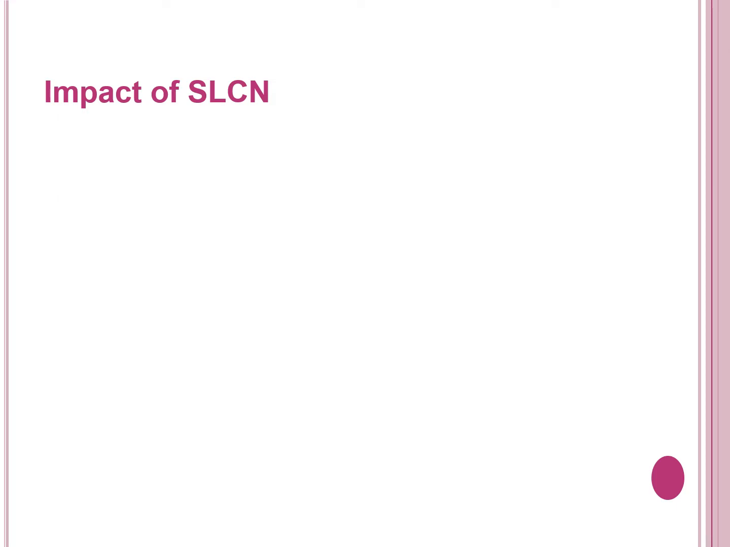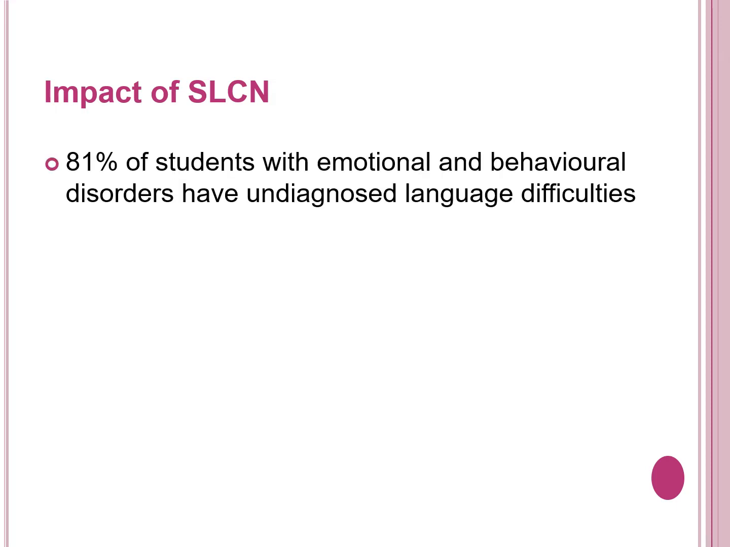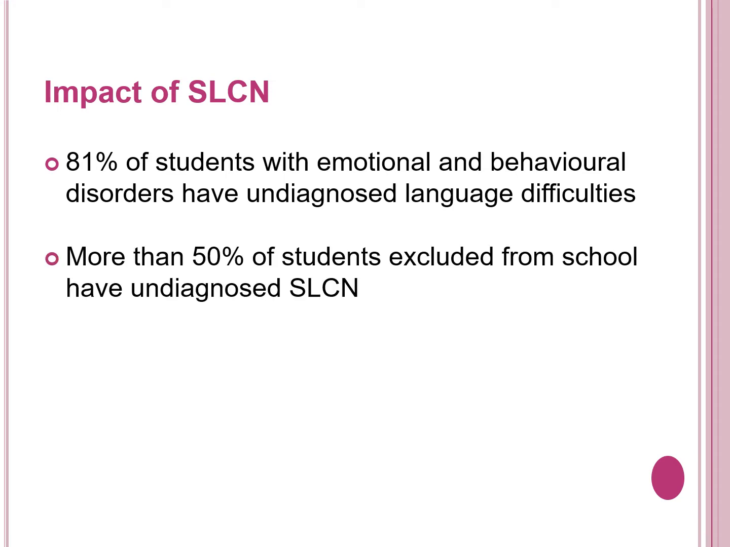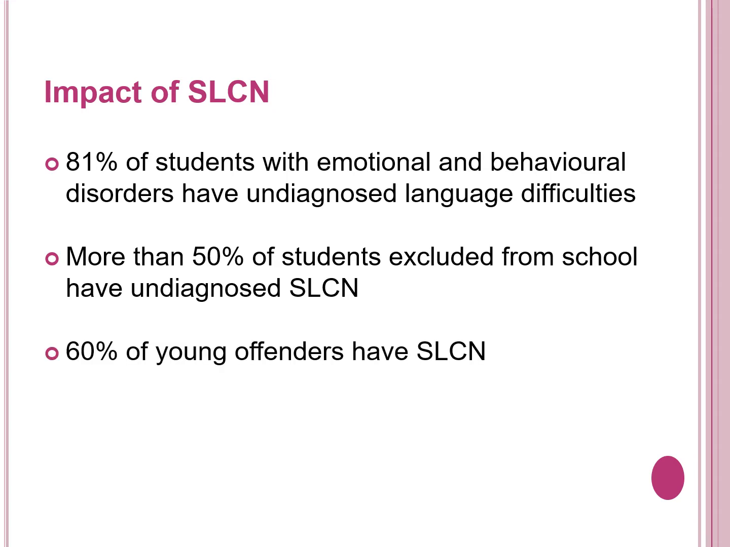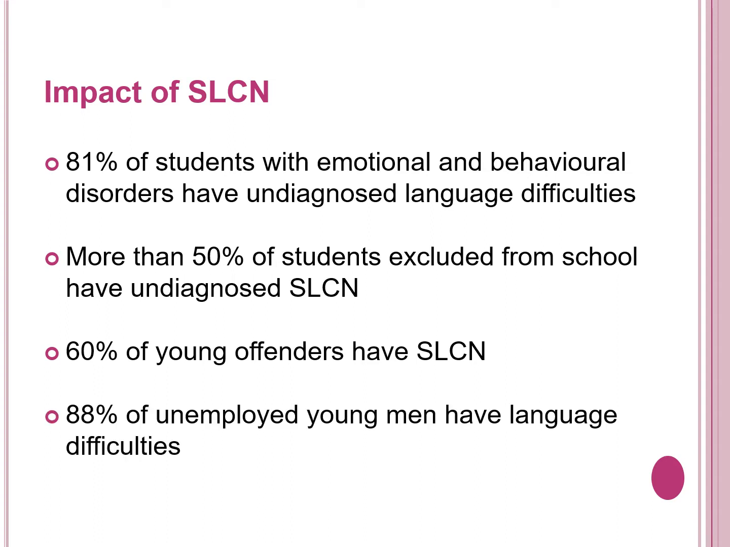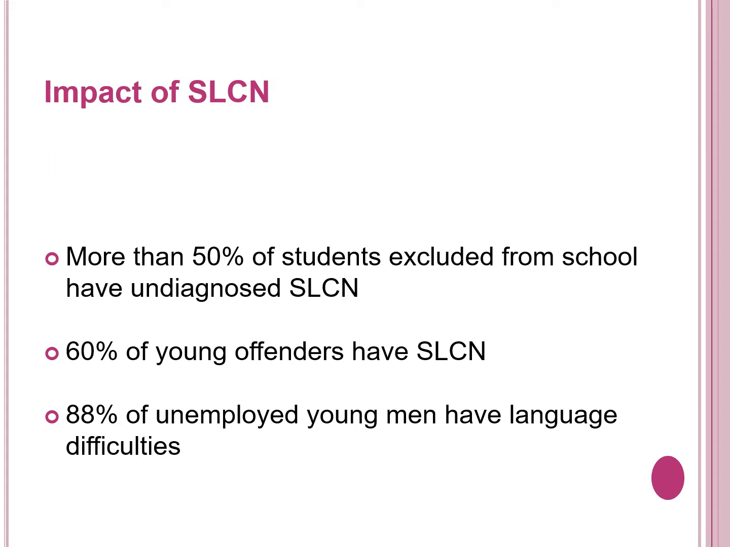It is important to identify and address SLCN because of the potential impact on a young person. Research studies have found that 81% of students with emotional and behavioural disorders have undiagnosed language difficulties, and more than 50% of students who are excluded from school have undiagnosed SLCN. Thinking longer term, research has also shown that 60% of young offenders have SLCN, and in another study, 88% of unemployed young men were found to have language difficulties.